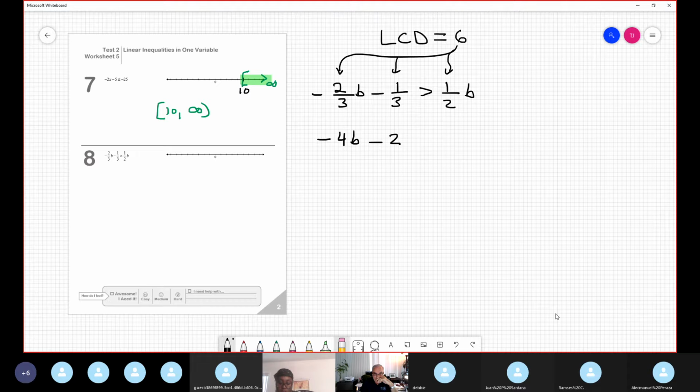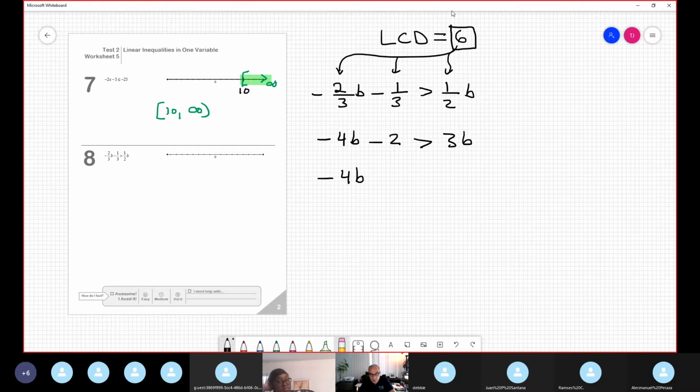And 6 multiplied by 1 is 6, divided by 2 is 3b. And the inequality sign stays the same because you are multiplying by a positive number. Okay, so it's easier. Let me try to manipulate. How? Remember, the variable is b. Therefore, I move everything that contains b to the left.